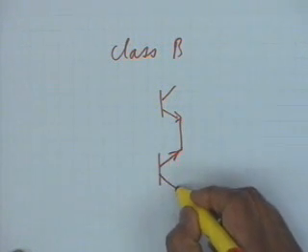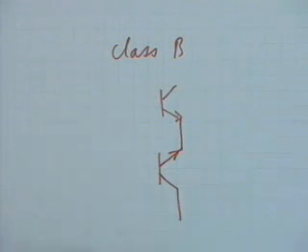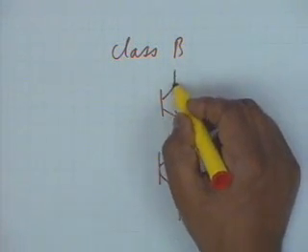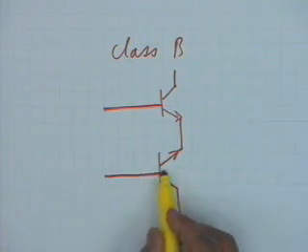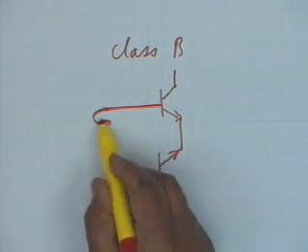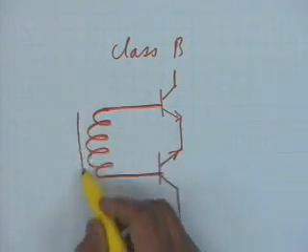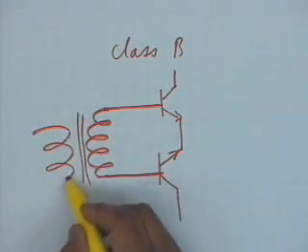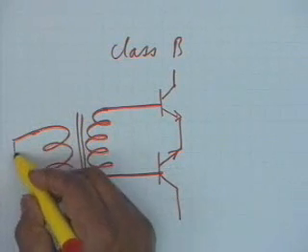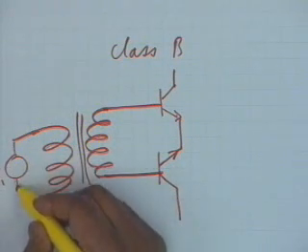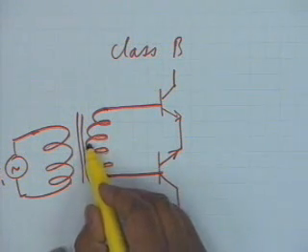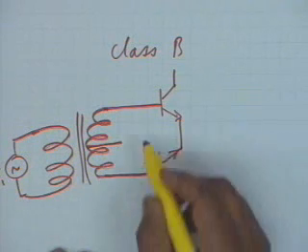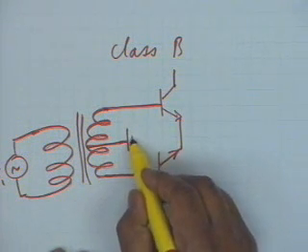You use two transistors like this, and in the base circuit you feed the signal through a transformer. This is your signal to be amplified, Vi, alright, and the base bias is provided by a VBB like this.